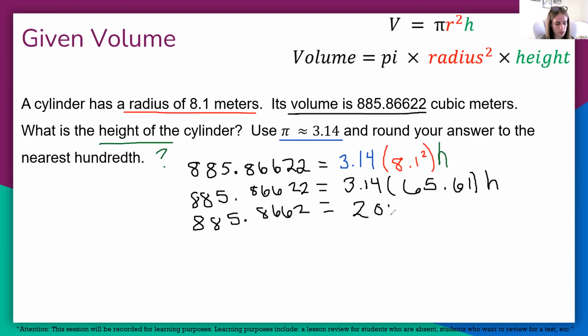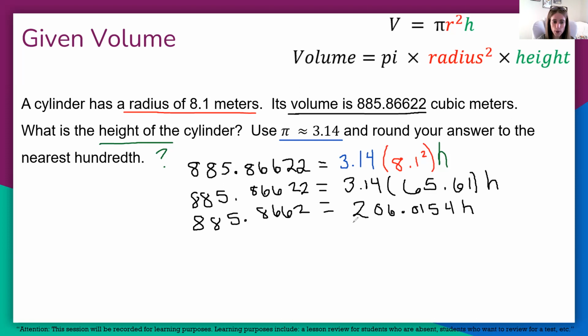We get 206, and I am not going to round any of my decimals until the very end. What that does is that helps prevent rounding error, because if you round too early, then your answer will be slightly off. You'll have a slight rounding error. So it's best practice whenever possible to wait until the very end to round, because then that answer will be closest to the exact amount.